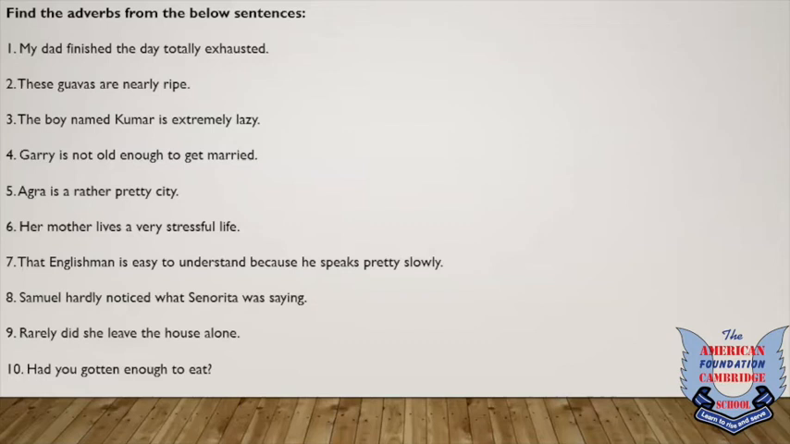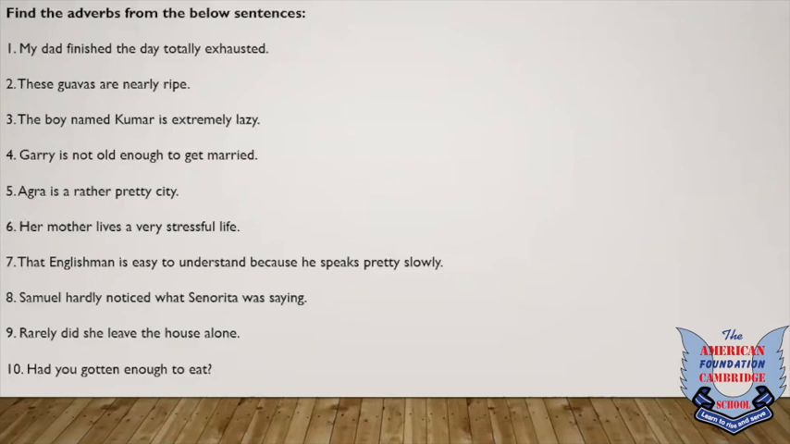The boy named Kumar is extremely lazy. The level of laziness of Kumar is described by extremely, so it is an adverb. Gary is not old enough to get married. Here, the adverb is enough because it specifies the situation of Gary's age. Agra is a rather pretty place. So that means rather is the adverb here because it describes and compares Agra with other cities.